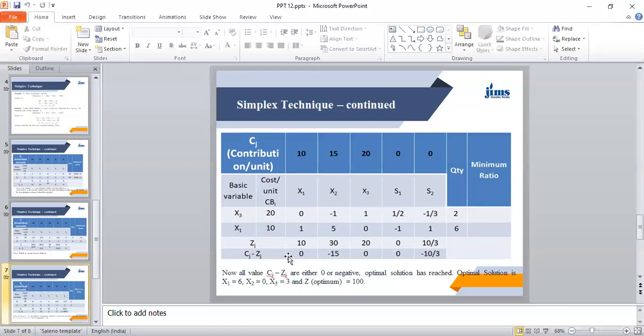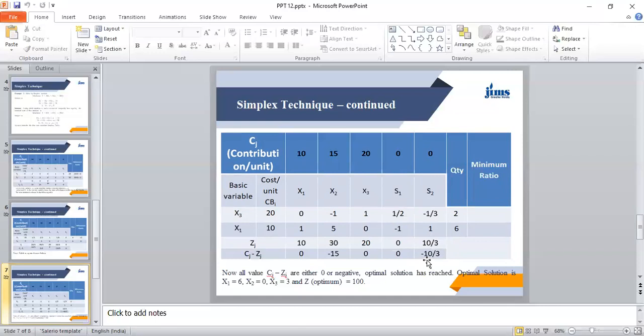So we calculate Cj minus Zj. Cj minus Zj means we deduct the value of Zj from the Cj value. So 10 minus 10 is equal to 0. 15 minus 30 is equal to minus 15. 20 minus 20 is equal to 0. 0 minus 0 is equal to 0. And 0 minus 10 by 3 will be minus 10 by 3.